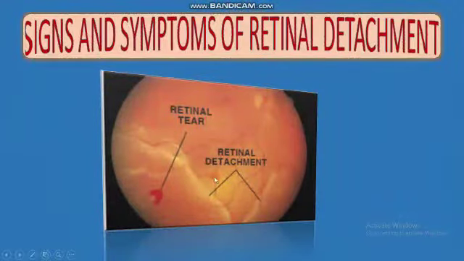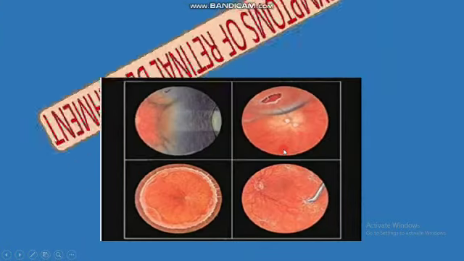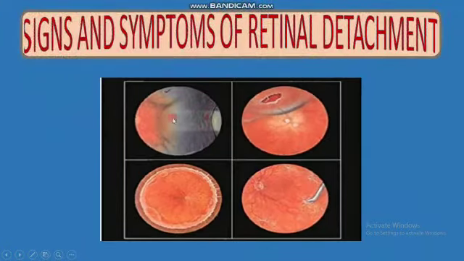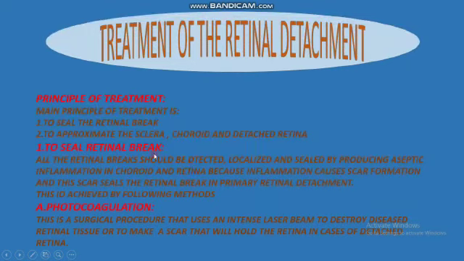Here is the diagram of the retinal detachment. Here the retina is detached. Now here you can see the grayish retina which is detached, grayish white. Here is the retinal tear, here is the detached retina which is grayish white in color. Here you can see folds in the retina, multiple folds, and here you can see the blood vessels are tortuous.